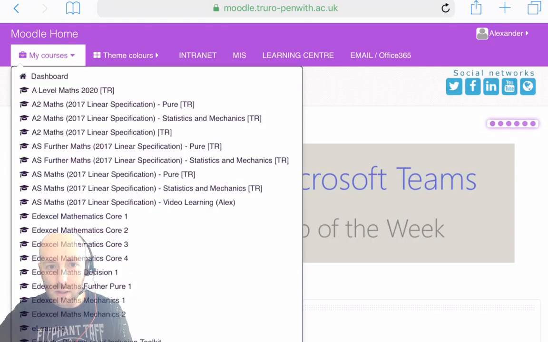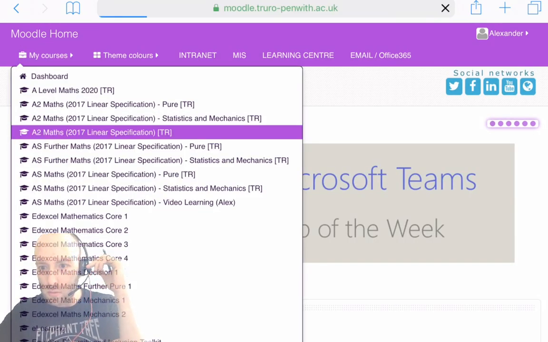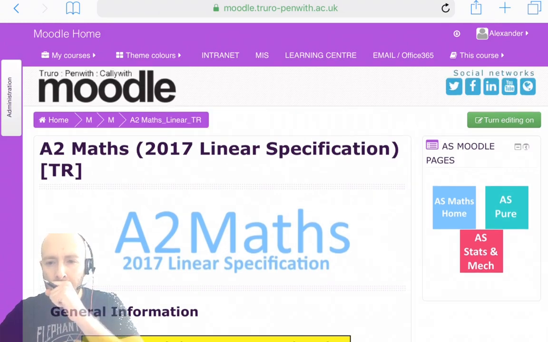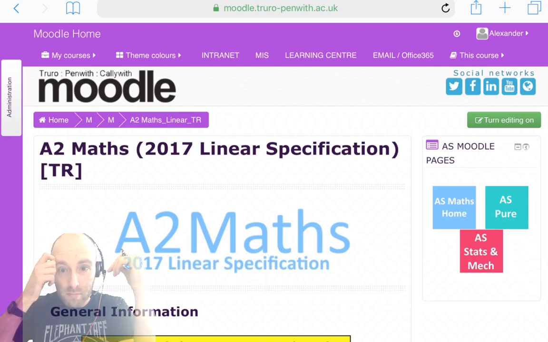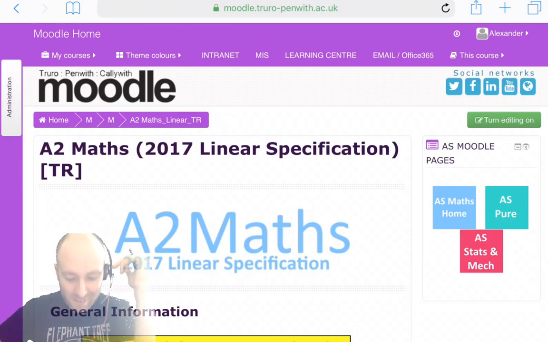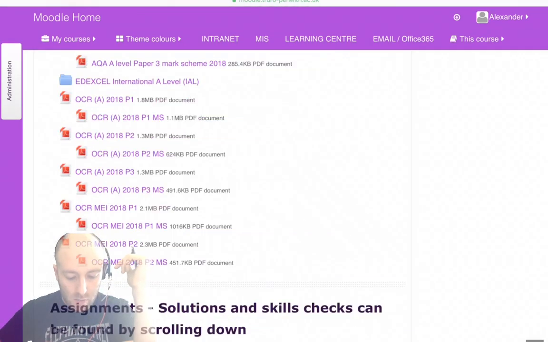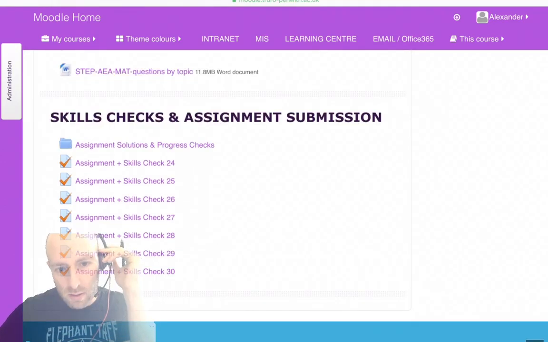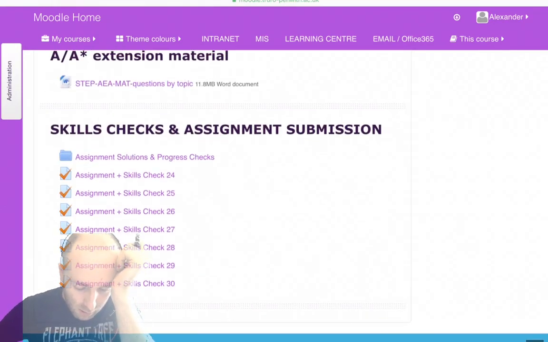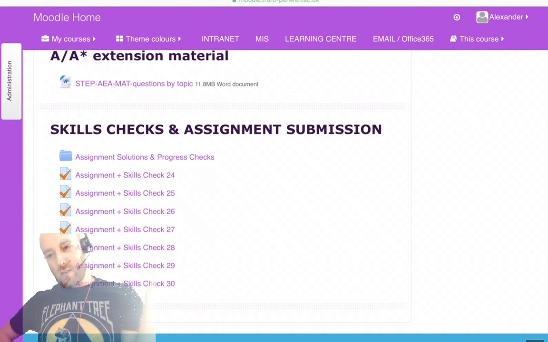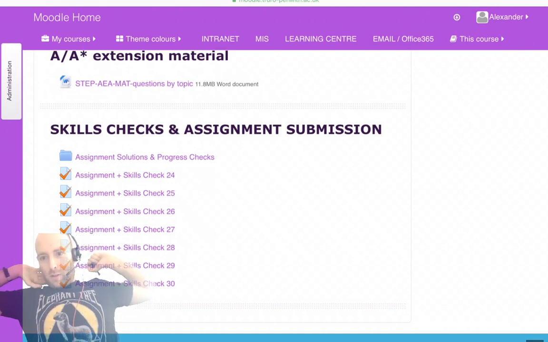Okay, so if you go on to the standard A2 Moodle and scroll all the way down, nice, Lucas. So if you scroll all the way down to the bottom on Moodle, underneath all the assignments, all the past papers, you'll find a new section which I've worked very hard to prepare for you guys.